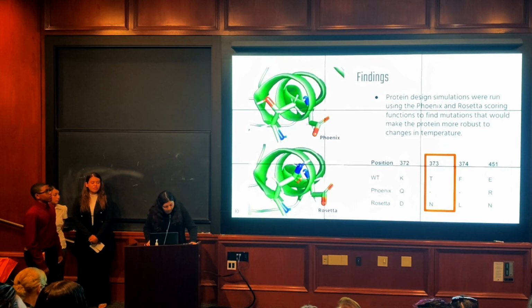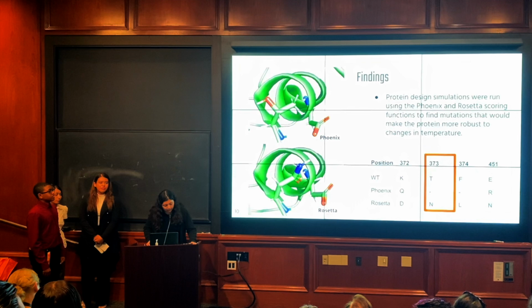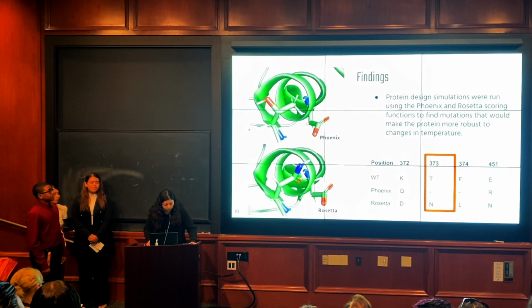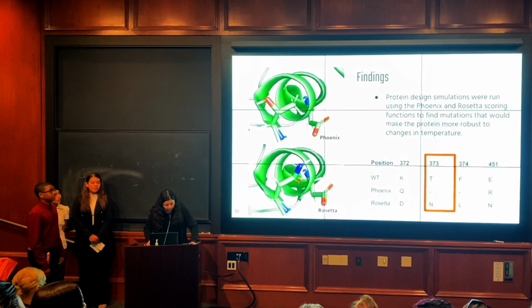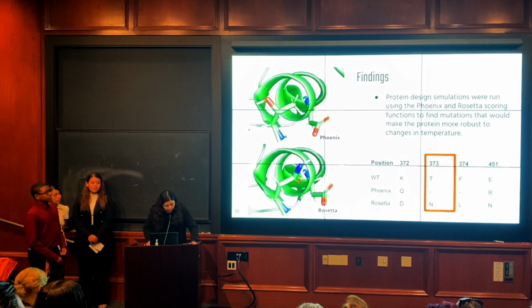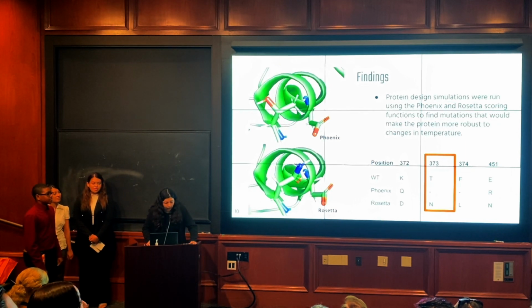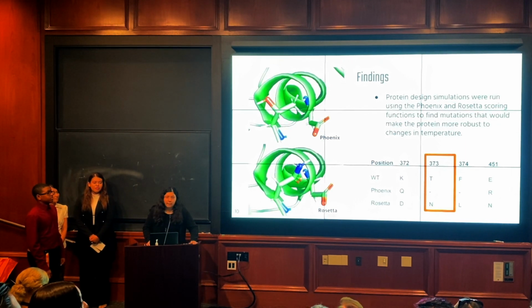While the simulation with Phoenix retained threonine at this position, the simulation with Rosetta discovered that asparagine is more suitable for position 373 because it can establish a hydrogen bond with the backbone oxygen of aspartate at position 376. Introducing asparagine at position 373 presumably increases the protein stability, therefore making it a more preferable sensor for its application in smoking cessation.